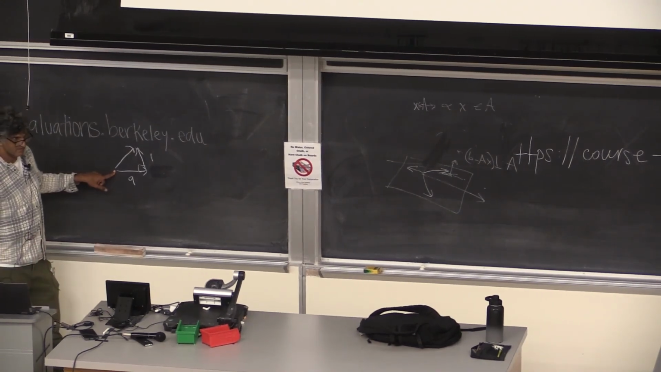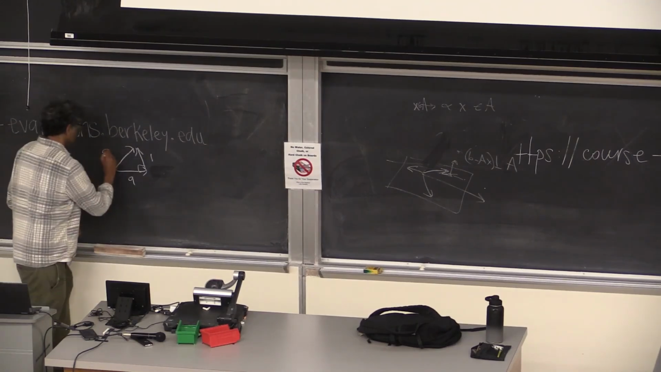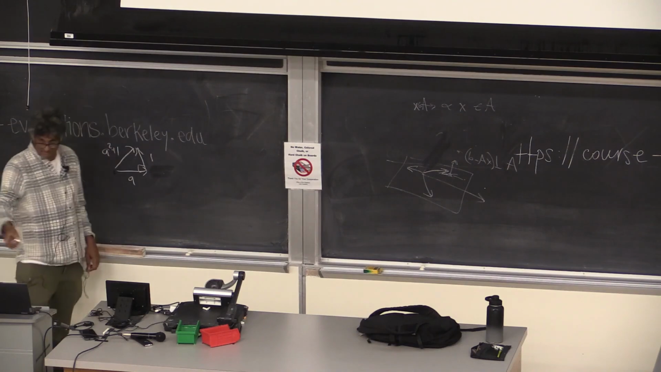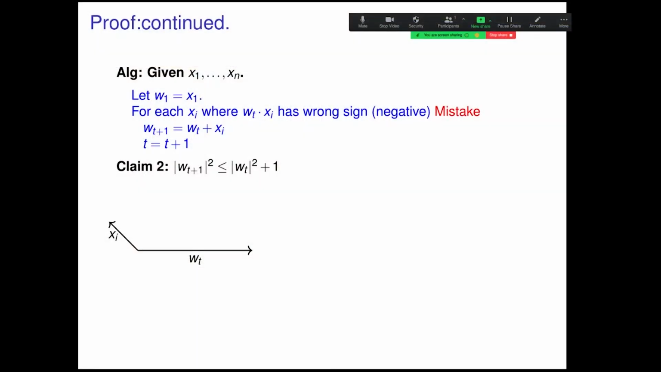The squared length. You remember this theorem, Pythagoras? Yeah, okay. A squared plus 1, which is what we were saying. And so now what we're saying is, okay, right? So let's see what's going on. What we did is we said, we have WT, right? And we have WT times XI, dot XI, means this is an obtuse angle, right? And what is our new vector? WT plus XI.